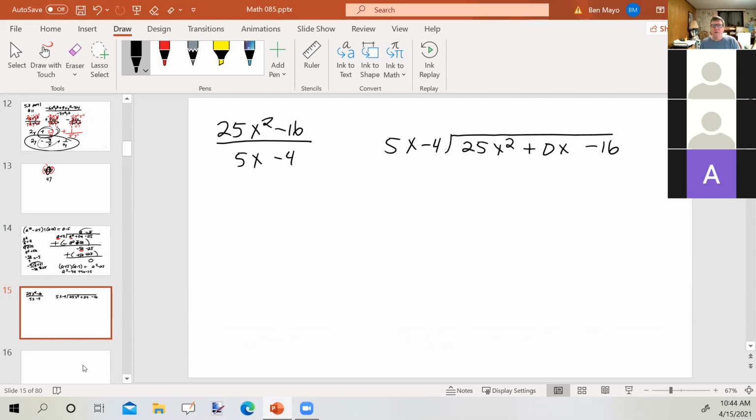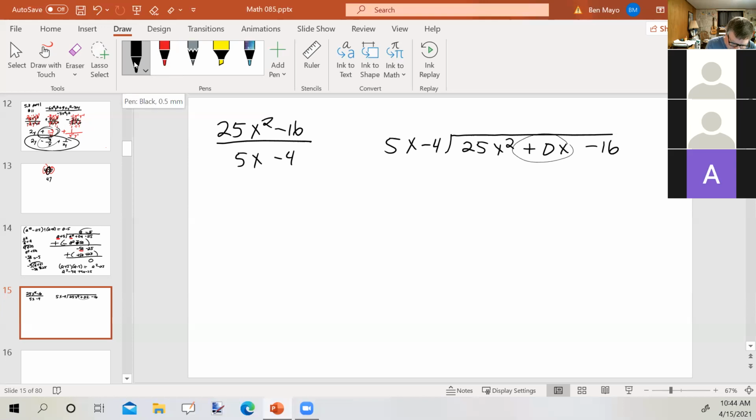Now, I think somebody asked once, does it have to be plus 0x? Could it be minus 0x? It doesn't matter because it's still 0. In other words, this term, it's 0. So whether you put plus or minus in front of it, it's not going to matter. It's still 0. Okay.